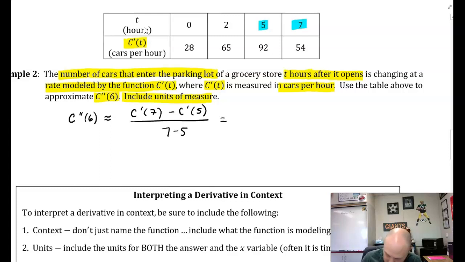So this is 54 minus 92 over 2. Okay, and we get negative 38 divided by 2. That's negative 38. Negative 38 divided by 2, which gives us negative 19.